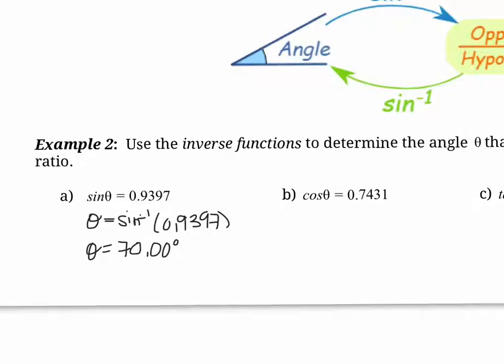Let's try the next one. So again, we have the ratio. We need to find the angle. So we've got to get theta by itself. So we're going to apply the opposite operation to cos. We're going to apply the opposite operation to both sides. And when we apply cos inverse to both sides, the cos and the cos inverse will cancel out. That's why we're left with theta. So on the right side, we're just going to have cos inverse of 0.7431, and it's going to equal approximately 42 degrees.